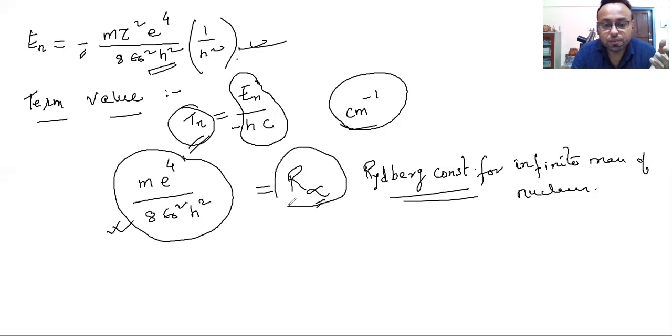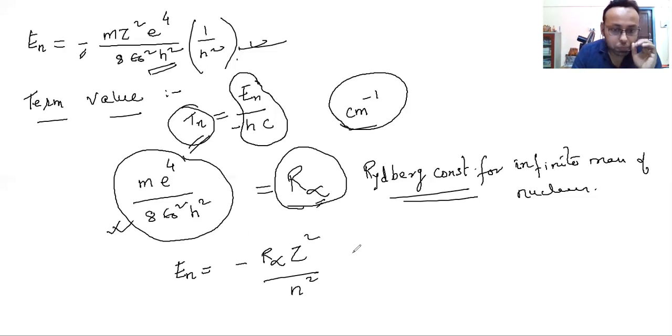I'm putting the infinity sign here to show that this constant represents a system where the nucleus is very heavy and it's not moving. Okay, infinitely heavy mass. This is R infinity. So now if I rewrite my energy expression, it will become En equals minus R infinity Z square divided by n square. Okay, this is my final expression for the energy value equation.